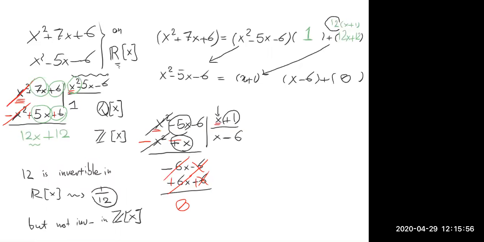Just like the previous case in the integers, when we get to 0, we should look at the previous remainder, which is this thing. That would be the greatest common factor. You can say 12 times x plus 1, or you can just say x plus 1. As I said, when something is invertible, which 12 in R is, you can just ignore that. So the greatest common divisor using the Euclidean algorithm is again x plus 1.